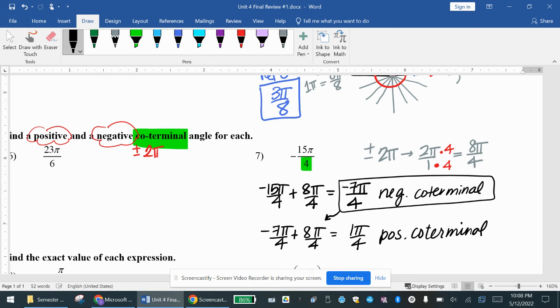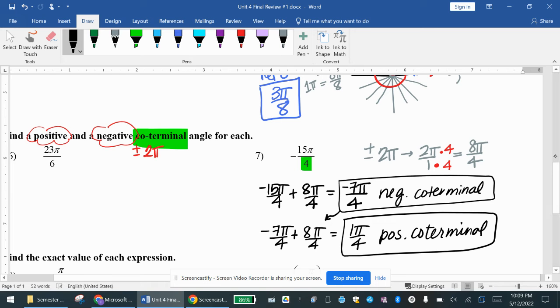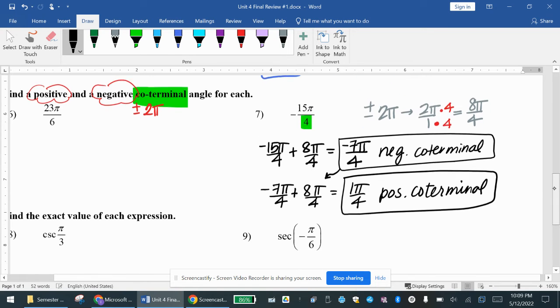So I have found a positive and a negative. Now, if you don't have a positive answer, then you just keep adding 2 pi, right? Or 8 pi over 4 in this case. If you don't have a negative yet, you can subtract 8 pi over 4. So you get a negative. So again, add or subtract 2 pi till you get what you need.